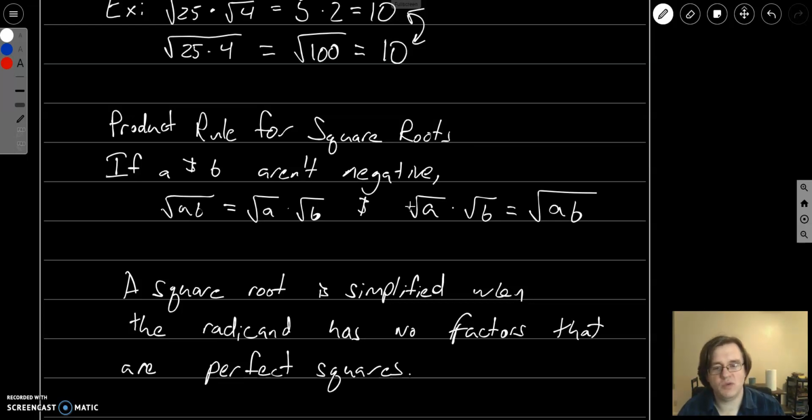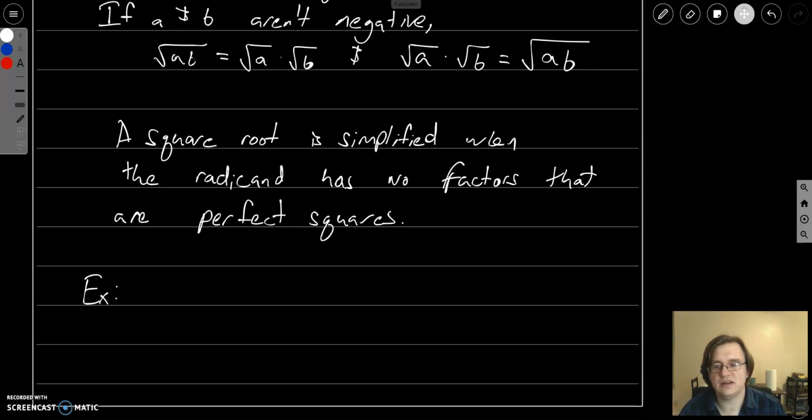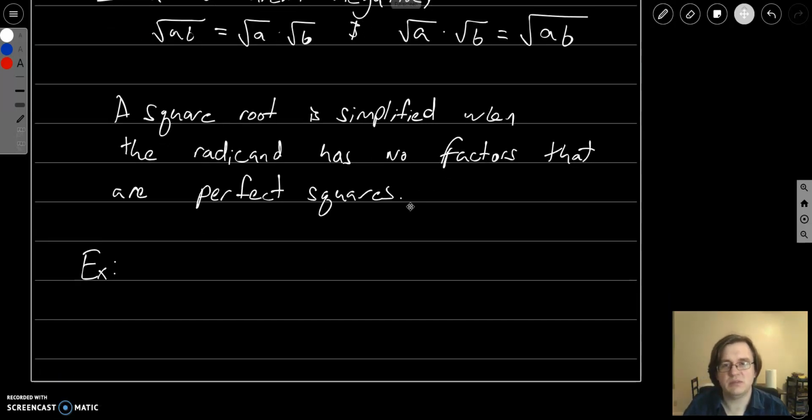So we'll look more at this in just a second, but first I do want to mention when we consider a square root to be simplified. We consider a square root to be simplified when it doesn't have any factors that are perfect squares. And the best way to go through this is to go through an example. Let's look at the square root of 200.